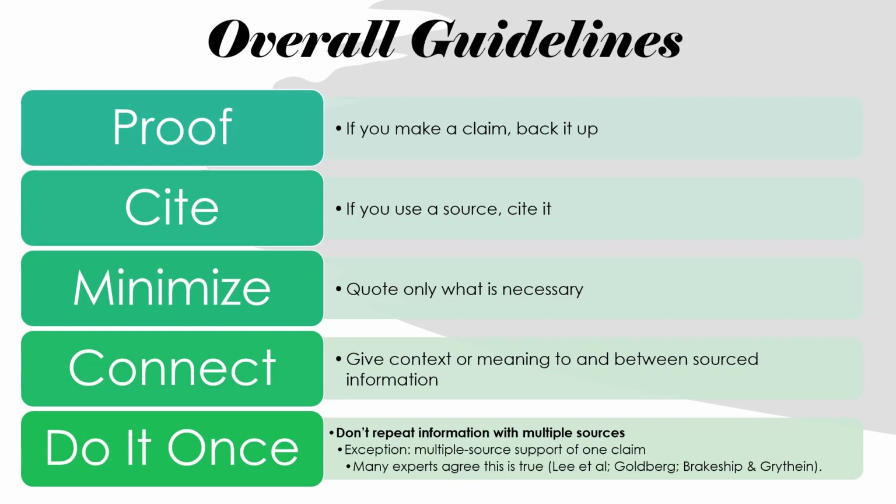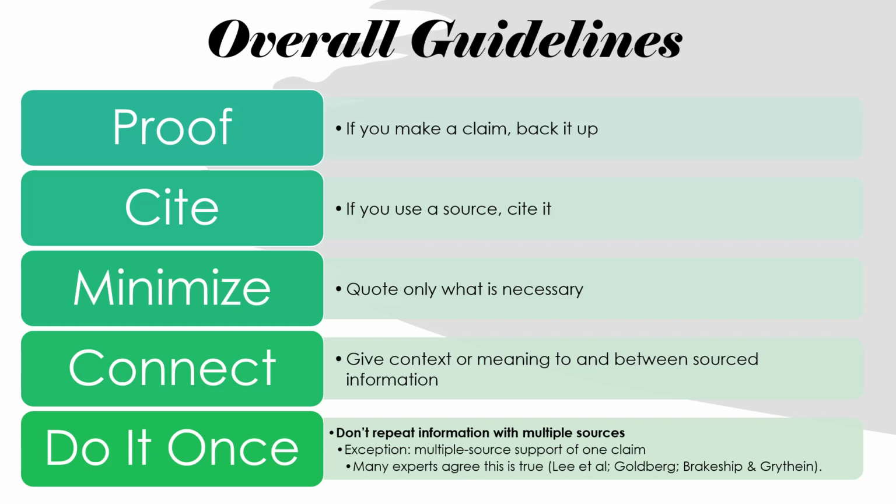If you use a source, cite it in parentheses. Do not use attribution instead of a citation. Minimize. Quote only what is necessary. Just because they had a huge long sentence doesn't mean that you have to use the entire sentence, as long as splitting up the sentence doesn't change it contextually. And don't put in great big huge block quotes when you could summarize it down to very little and get the same idea.